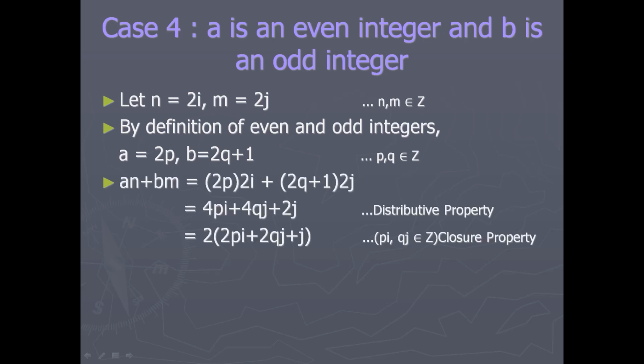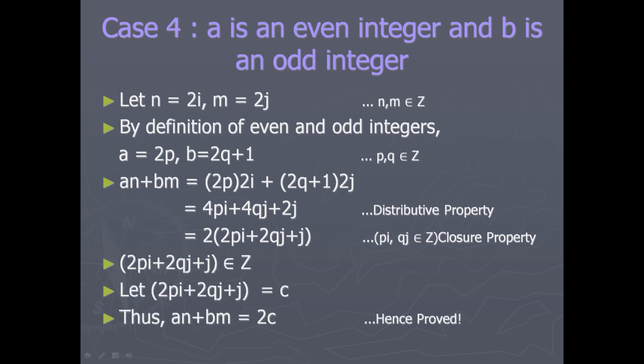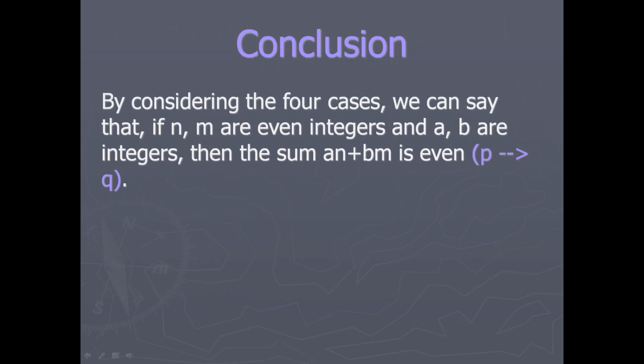Now by using these values and substituting them in the equation an plus bm, this is what I get, and I'm using the distributive law of algebra and the closure property over here. So my sum comes up to 2c, which is an even integer.